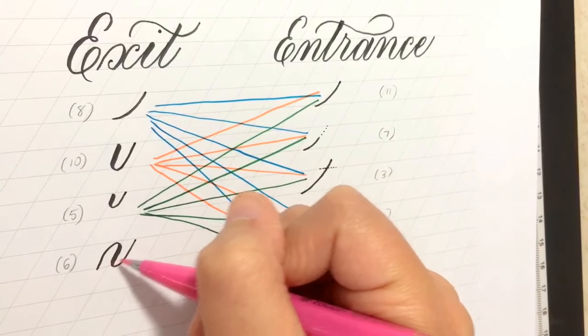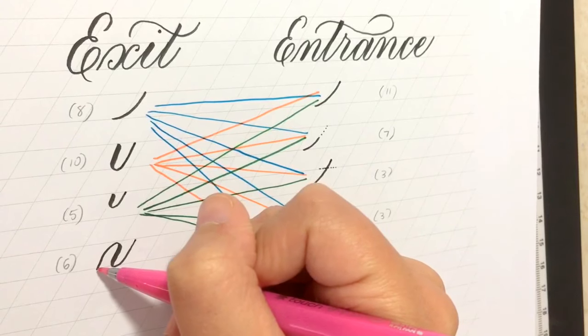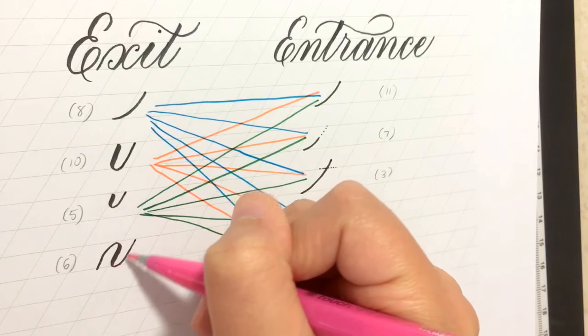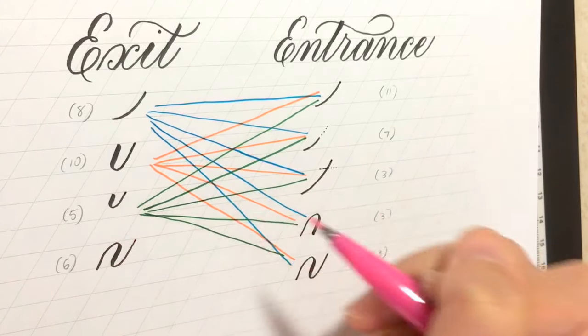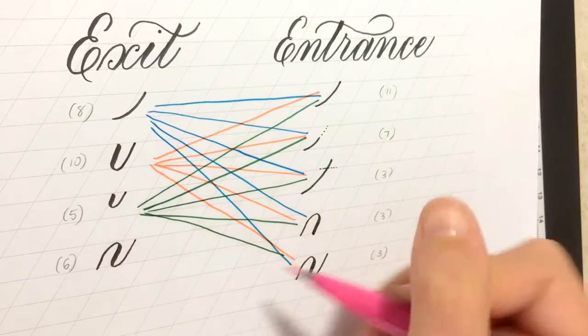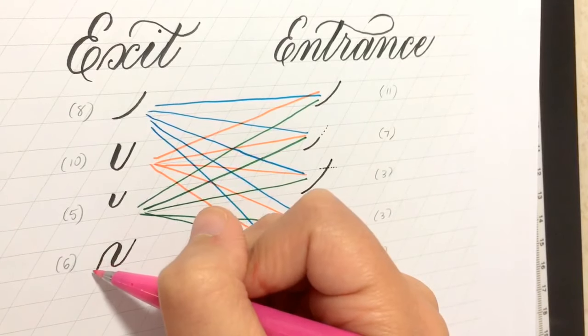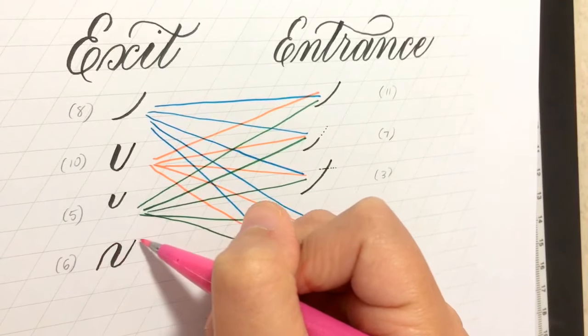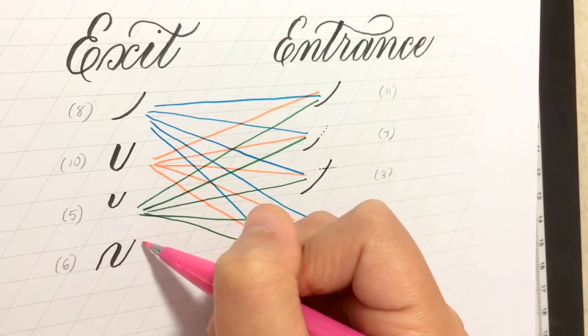So the only thing that we're going to add is the fact that this compound curve is one stroke. So when we get all the way down to connecting one compound curve to another compound curve, you'll see that it becomes one compound curve and another compound curve right in a row. But let's just start with the compound curve to the entrance stroke.